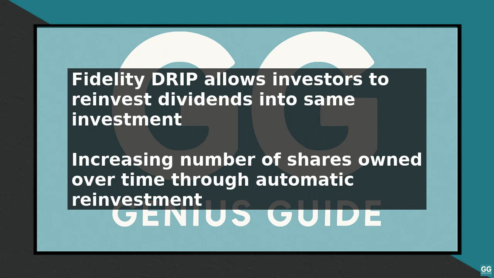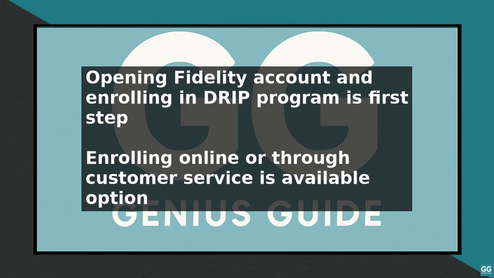The first step is to open a Fidelity account and enroll in the DRIP program. This can be done online or through their customer service. Once enrolled, any dividend-paying stocks in the portfolio will have their dividends reinvested.